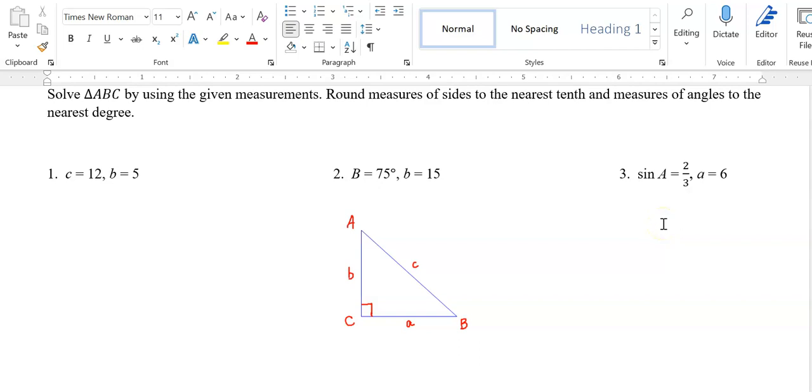All right, for this test that's coming up, part of it will be from lessons 9.1 to 9.3, and so that's what this review sheet covers. So let's take a look at some problems from those lessons.